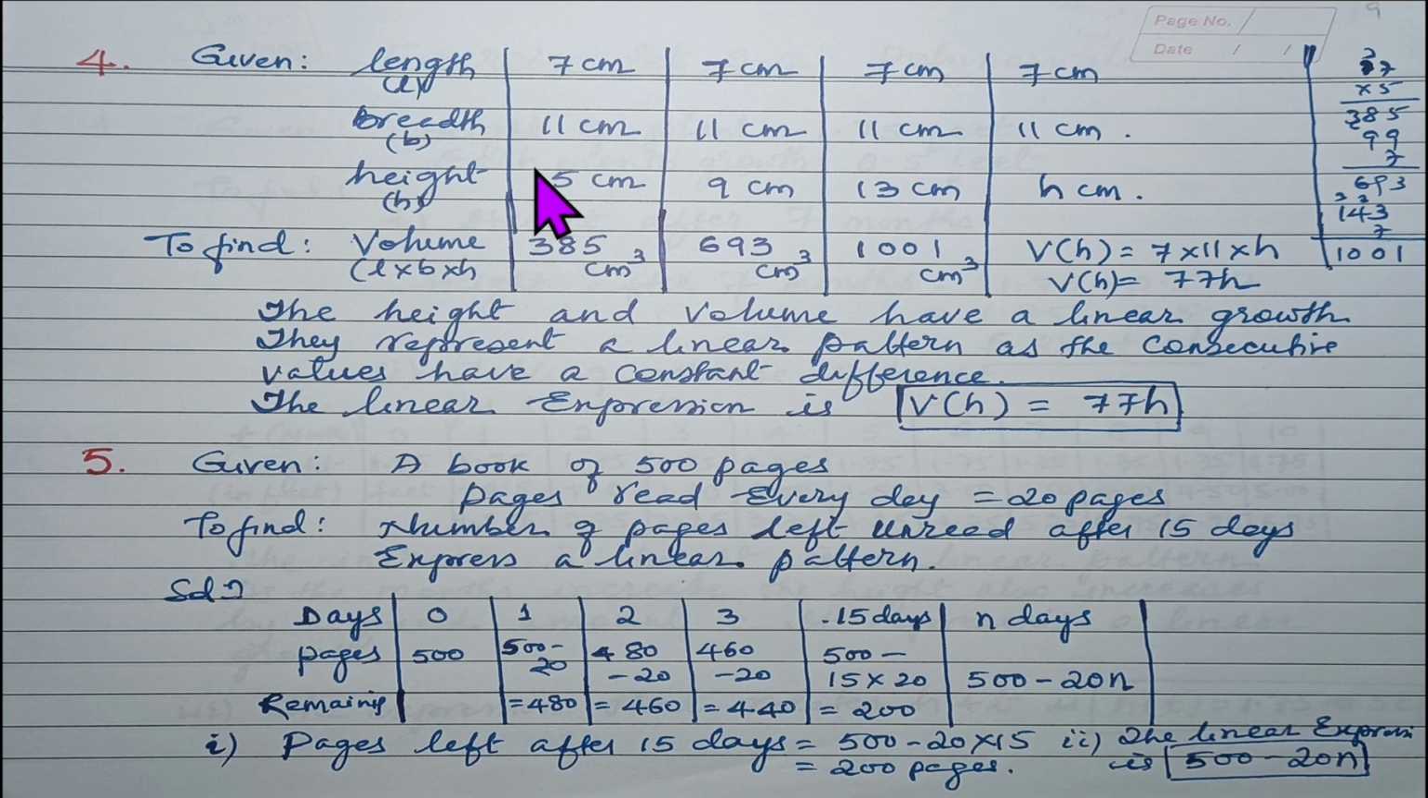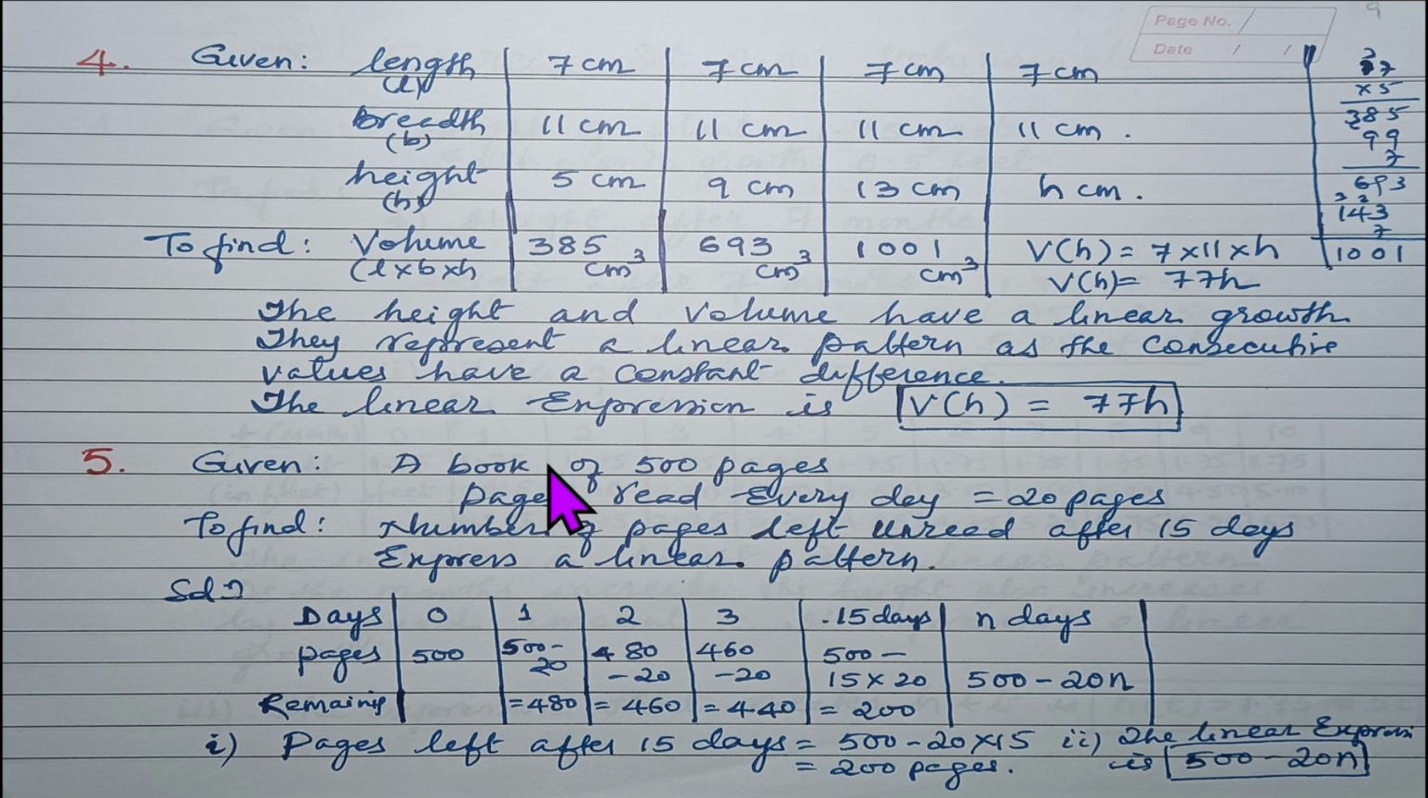And the height and the volumes. Height increases, so also volume increases. There's a linear growth. They represent a linear pattern as the consecutive values have a constant difference, and the linear expression is V of H is equal to 77H, and that is a correct relation.